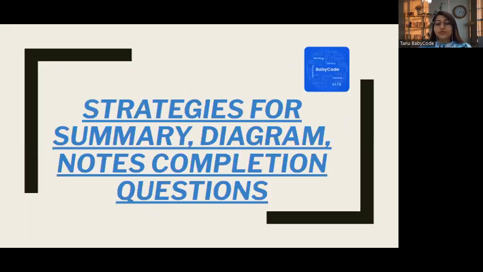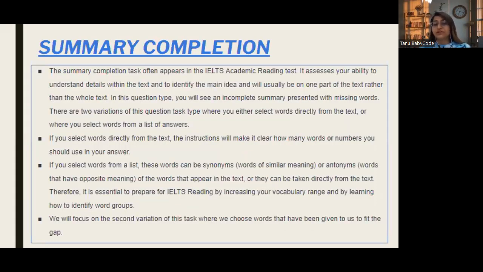Now, moving forward towards the strategies, first we will discuss summary completion, what summary completion is. These types of questions test your ability: are you understanding the details within the passage or not? Are you able to identify the main idea? And usually it will be one part of the text rather than the whole text. So you are actually going to understand the main idea from one text, right?